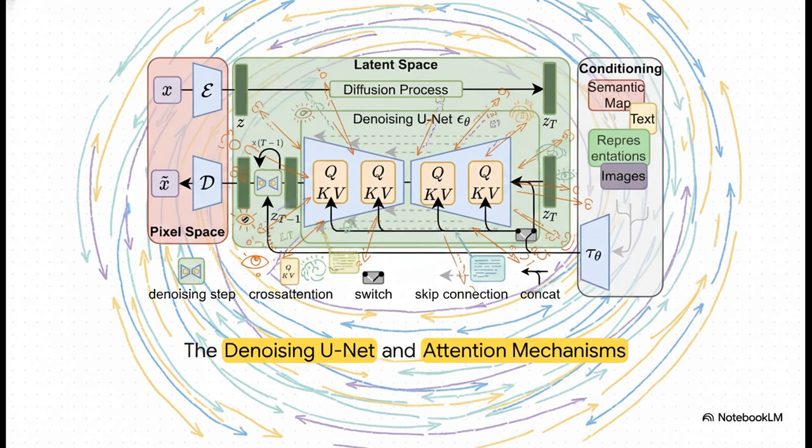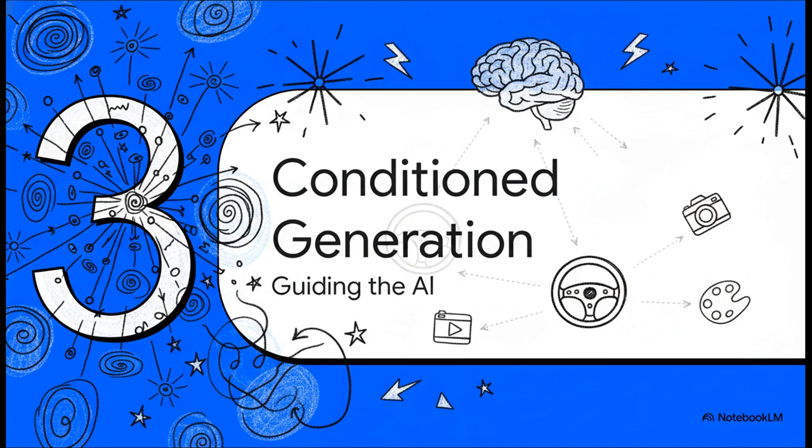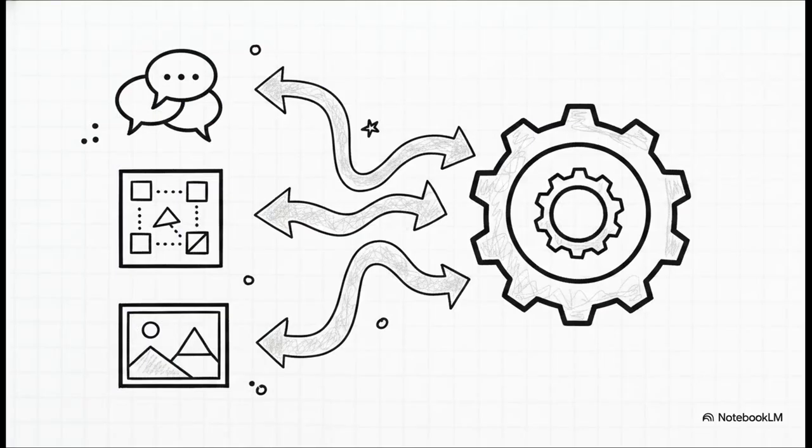Those hold the answers. So this attention mechanism actively matches them up, literally piecing together concepts as the noise clears out. Moving on to part 3, guiding AI through conditioned generation. So now that the AI can efficiently generate things, how do we tell it what to make? Exactly. How do we steer the ship here?